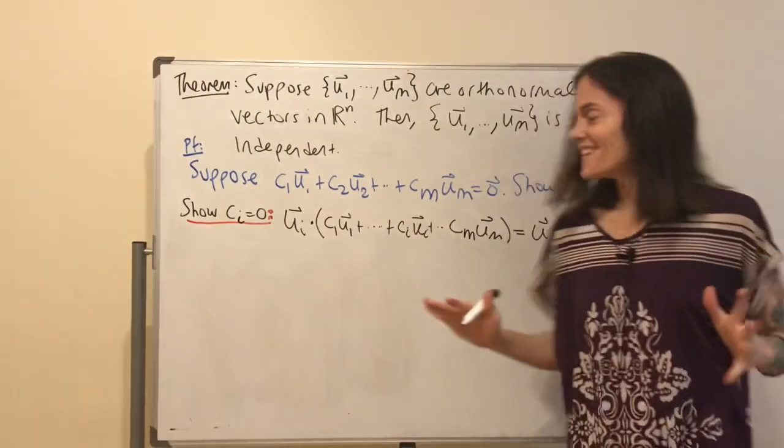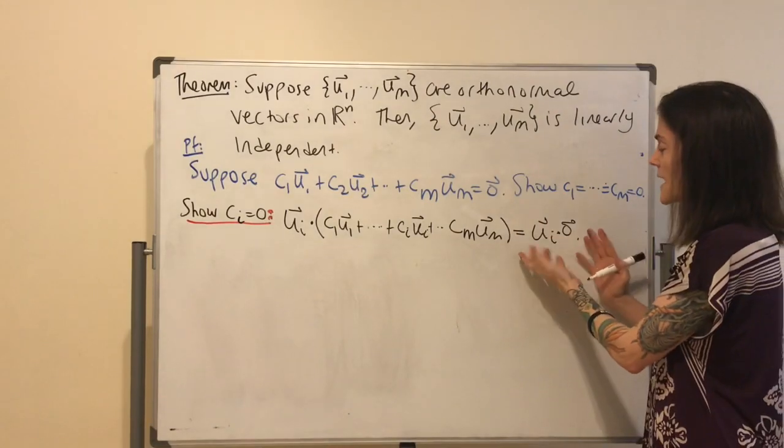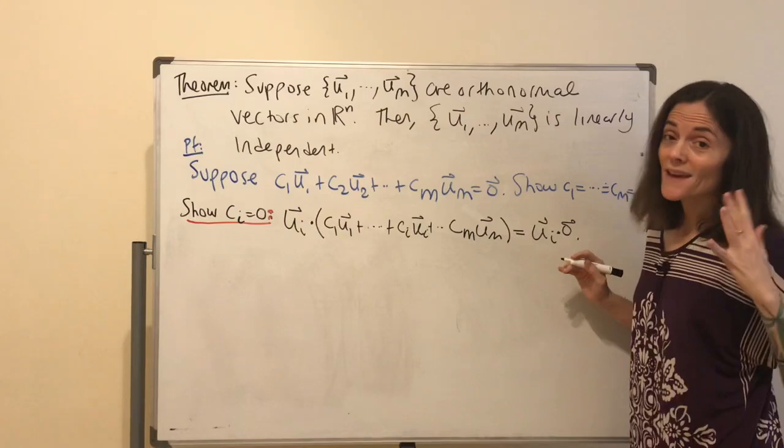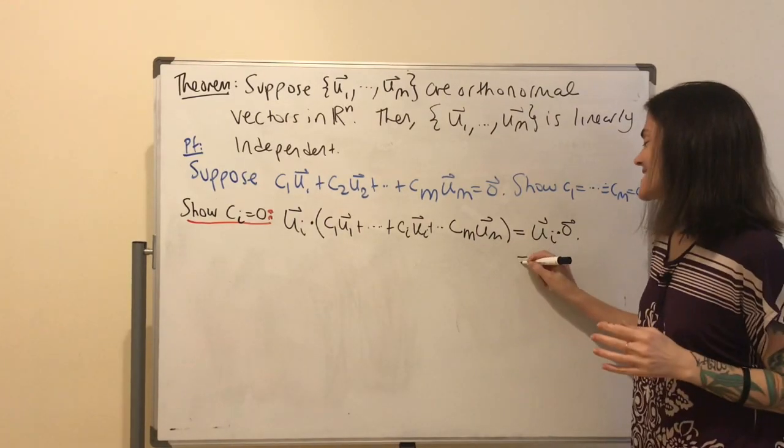First, let's start with the more straightforward side, which is this side. You take any vector, you dot it with the 0 vector, you get 0. Okay, so this is 0.